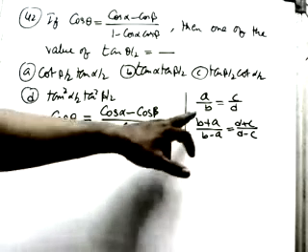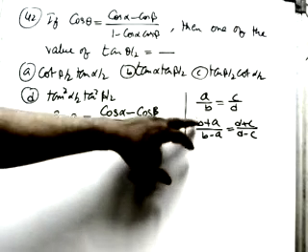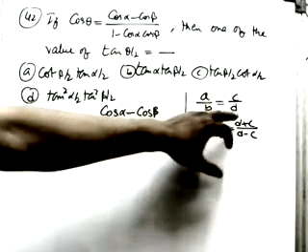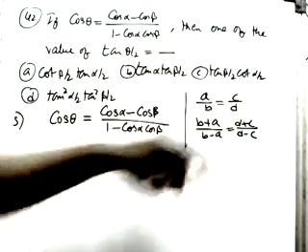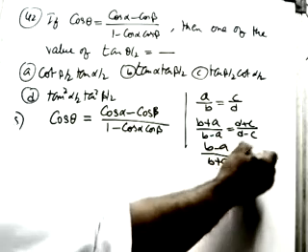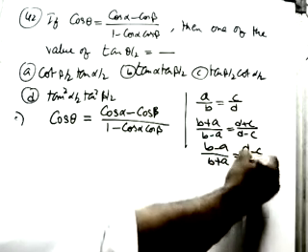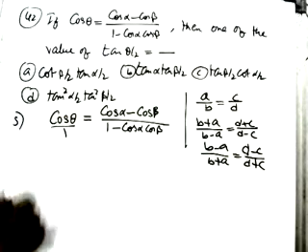Suppose we can do it like this. We know componendo and dividendo. If a by b equals c by d, then (b plus a) by (b minus a) equals (d plus c) by (d minus c). Either you can add or subtract in the numerator and denominator. If we add here, we should add here also. If you subtract here, you must subtract here. We can write it like this also: (b minus a) by (b plus a) equals (d minus c) by (d plus c). I am subtracting the numerator.